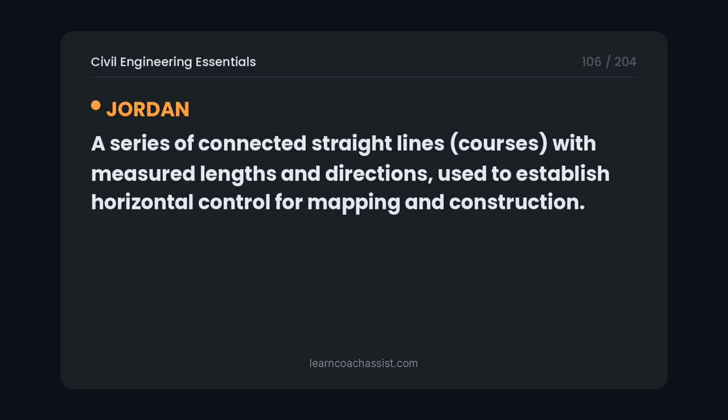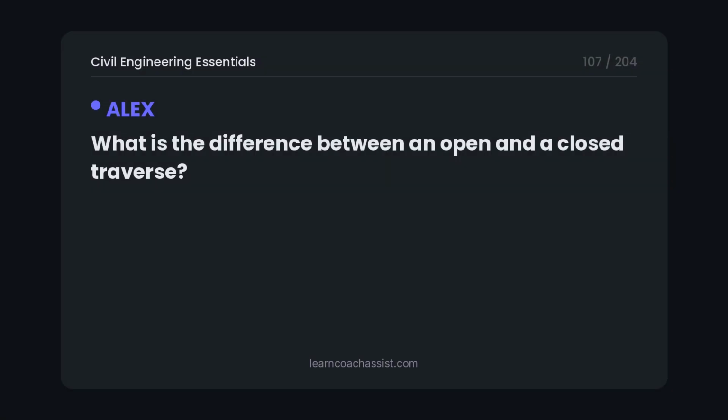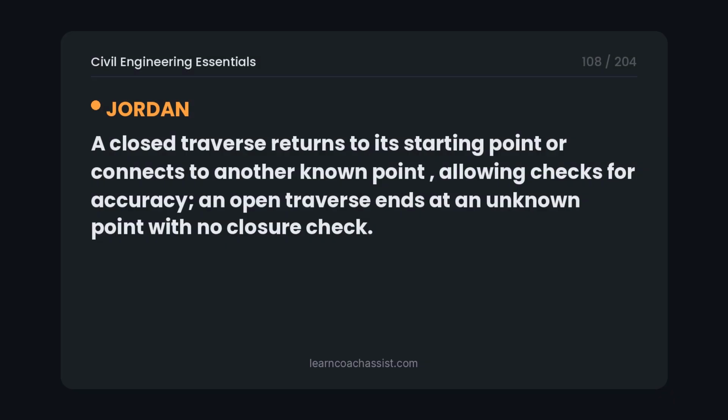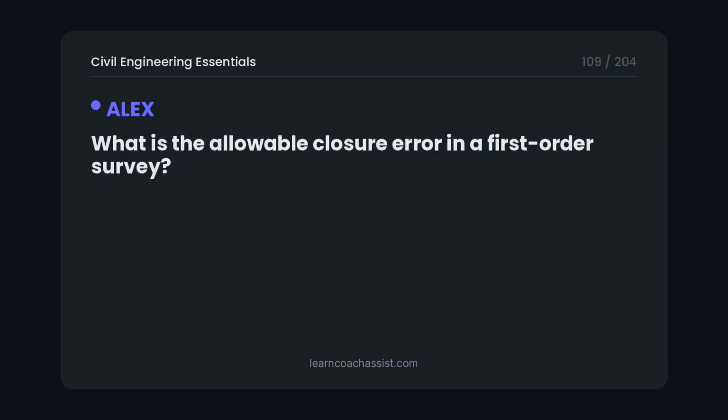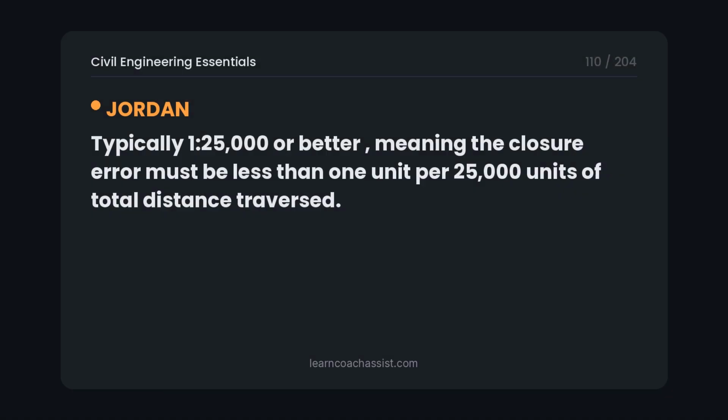construction. What is the difference between an open and a closed traverse? A closed traverse returns to its starting point or connects to another known point, allowing checks for accuracy. An open traverse ends at an unknown point with no closure check. What is the allowable closure error in a first-order survey? Typically 1:25000 or better, meaning the closure error must be less than 1 unit per 25,000 units of total distance traversed.